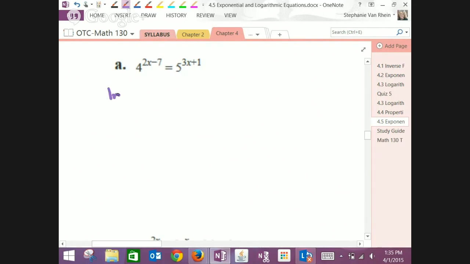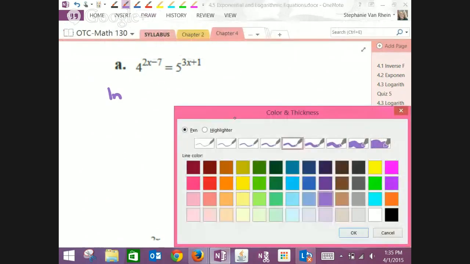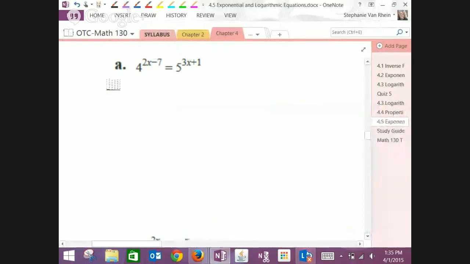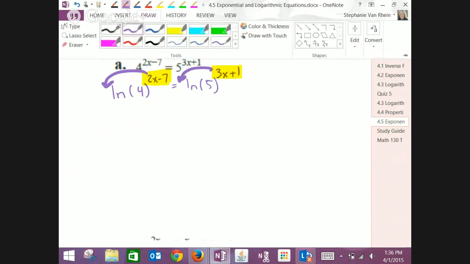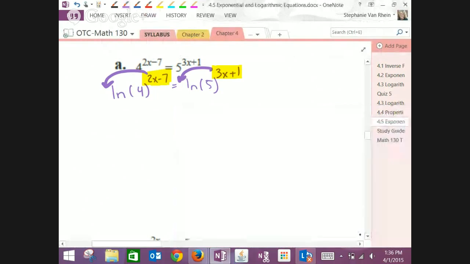So if I take ln of 4 to the 2x minus 7 equals ln of 5 to the 3x plus 1, by doing that, that has allowed me to bring the exponents down as coefficients. And I can write this, keep in mind, parentheses will be your friend, 2x minus 7 times ln of 4 equals 3x plus 1 times ln of 5.